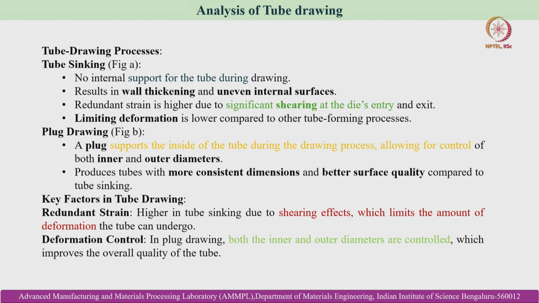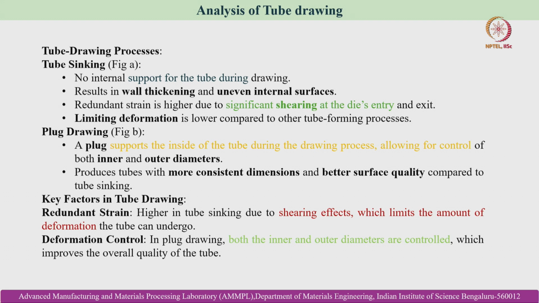Tube sinking, as we have discussed in the previous slides, has no internal support for the tube during drawing, which results in wall thickening and uneven internal surfaces. Redundant strain is higher due to significant shearing at the die's entry and exit. Limiting deformation is lower compared to other tube forming processes.